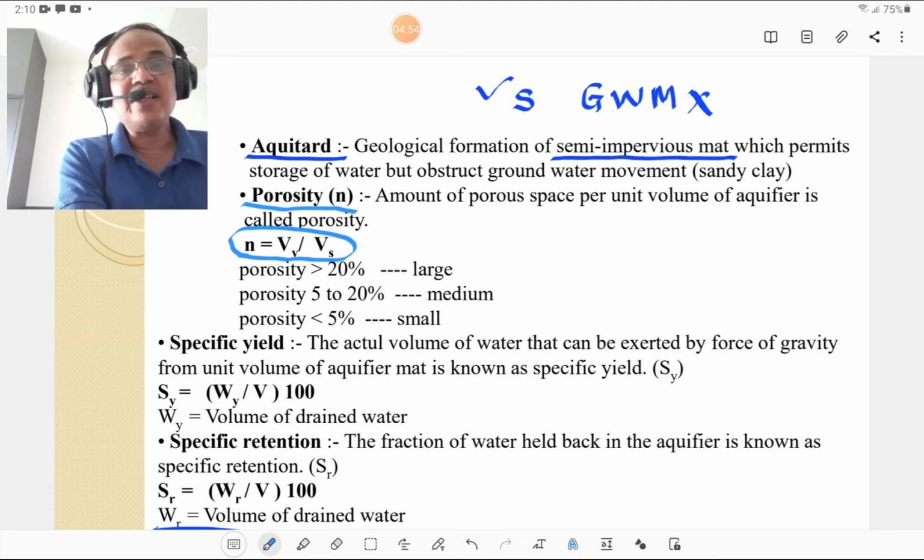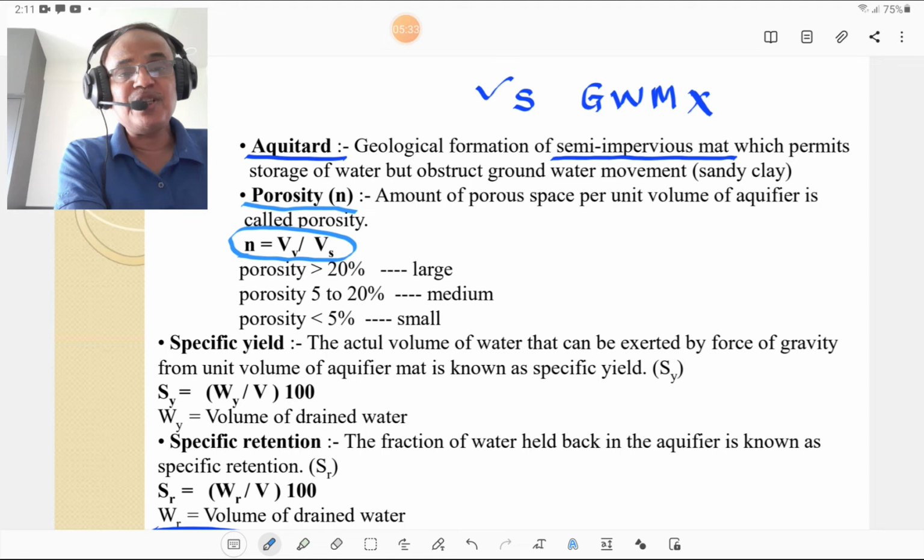Then we will discuss another term, specific yield, which is important for groundwater. The actual volume of water that can be extracted by the force of gravity from unit volume of aquifer material is known as specific yield, and it is denoted by SY. How is SY calculated? SY is equal to WY divided by V into 100. What is WY? WY is the volume of drained water.